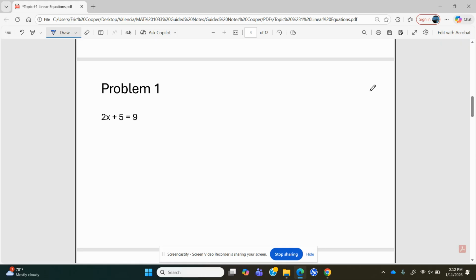Let's work through some examples, and we'll get progressively harder as we go through. In this problem, we have 2x plus 5 equals 9. A lot of the time, if you're just beginning or you need help, I like to draw a line down the equal sign so that you can clearly see that there's a left and a right side.